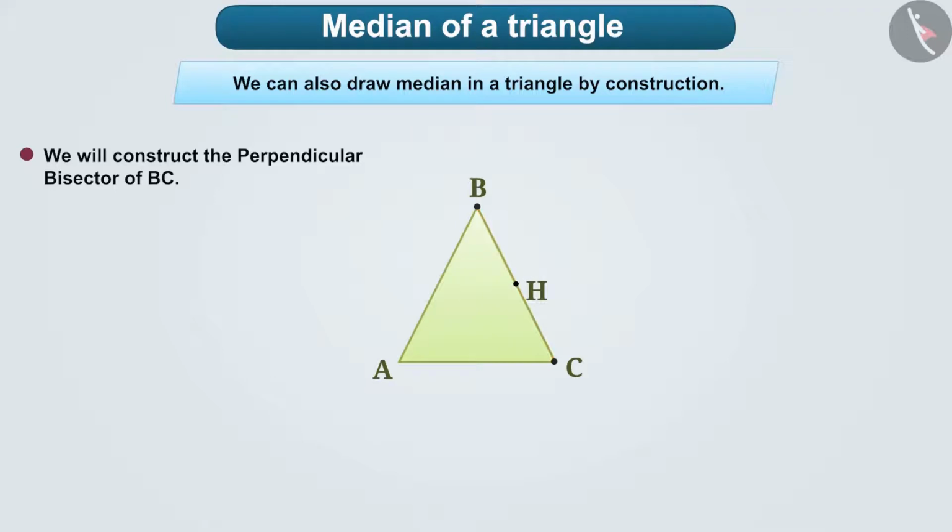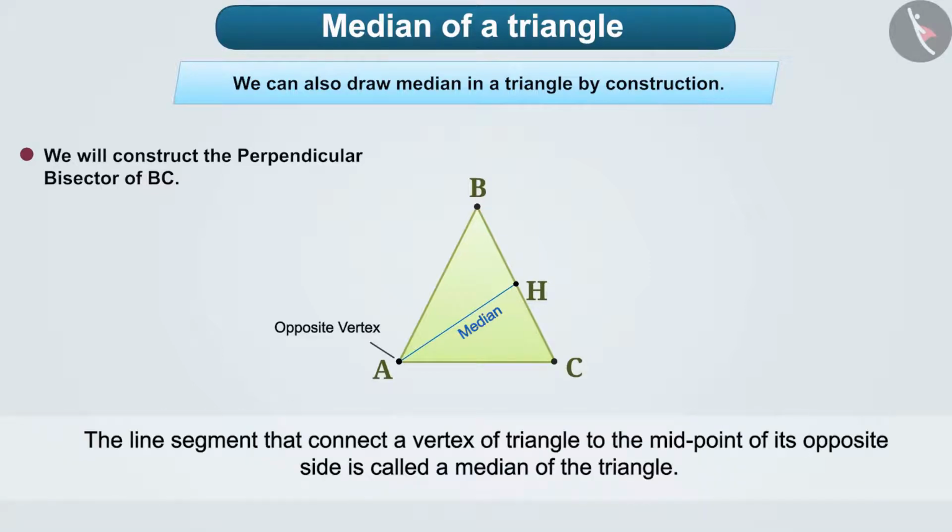Now if we connect the midpoint H of BC to the vertex A opposite to BC in this way, the line segment obtained will be called a median AH of triangle ABC. We can say that the line segment that connects a vertex of a triangle to the midpoint of its opposite side is called a median of the triangle.